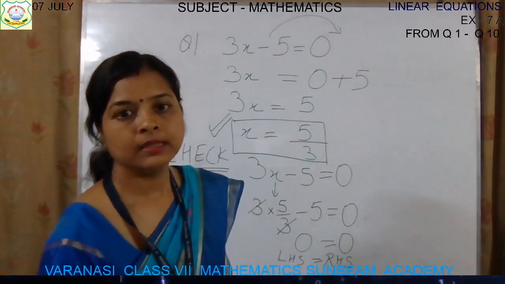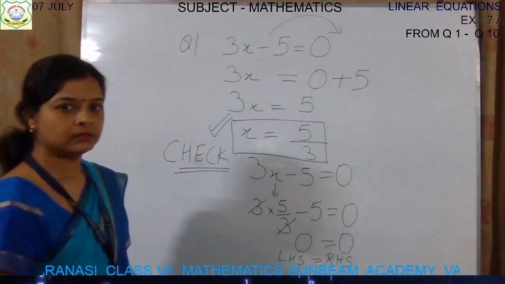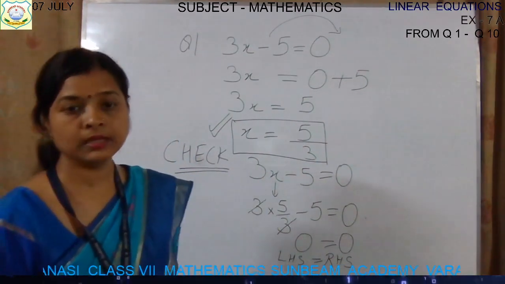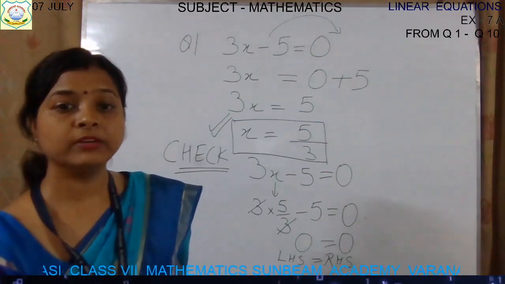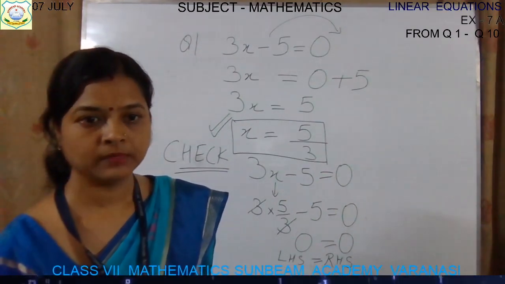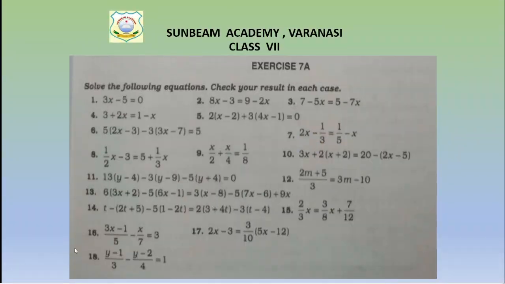Now children, let's see. This is the question. Now let's go for the next question. Now I will solve the third question. Let's see the third question. This is the third question: 7 minus 5x is equal to 5 minus 7x.